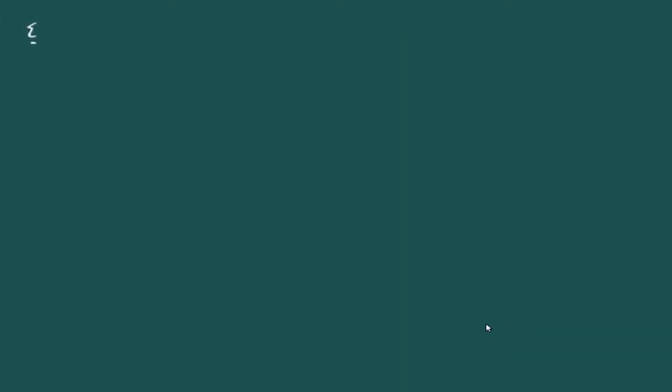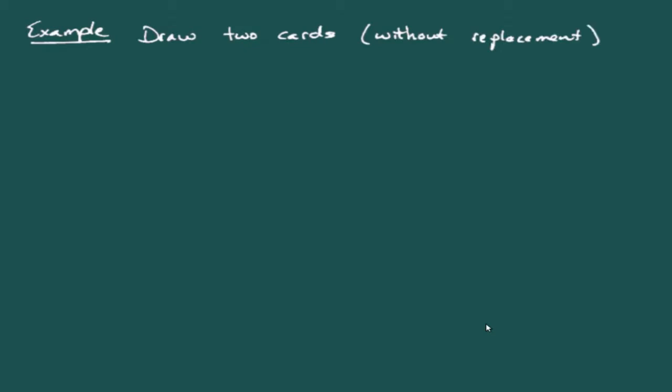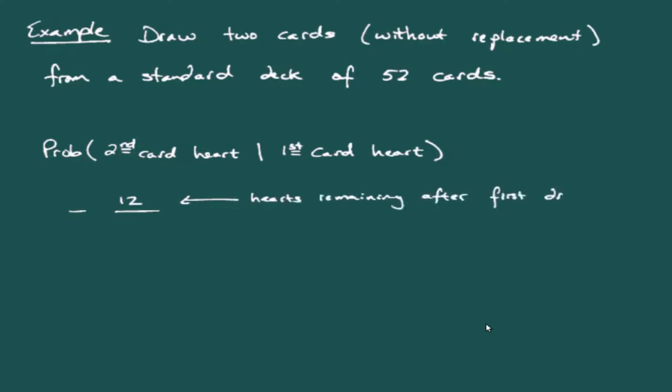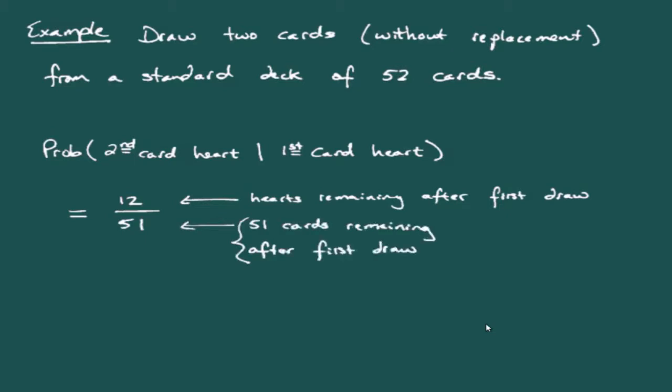So maybe in another example, we draw 2 cards without replacement from a standard deck of 52 cards. What we're interested in here is the probability that the second card is a heart, given that we know that the first card is a heart. For that one, the easy way of thinking about it is, well, we've drawn one heart, so how many hearts do we have left to choose? Well, there's only 12 of them. That's going to be our numerator.